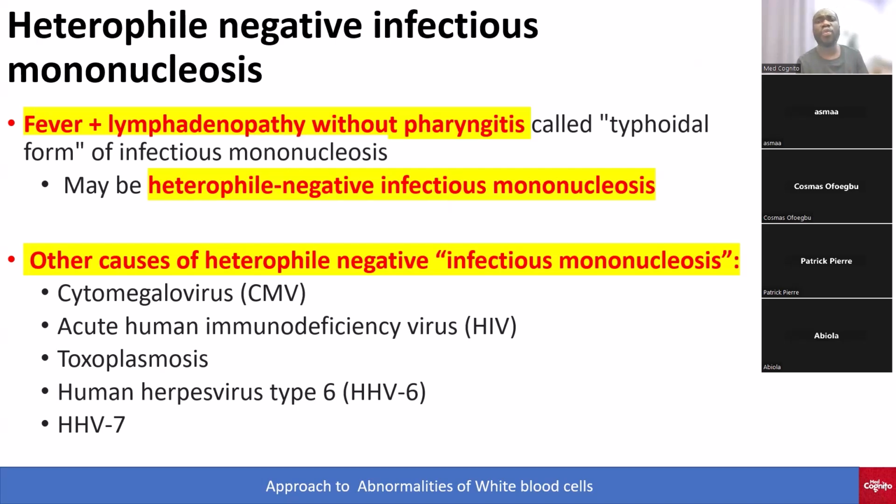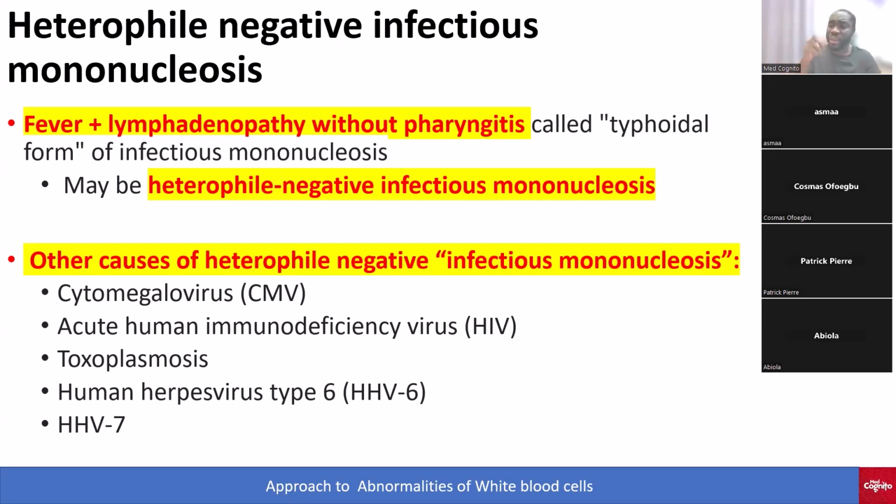Now, there are people who may present with features of infectious mononucleosis, but they will have a negative monospot test. So this draws your attention to the differential diagnosis of infectious mononucleosis. We call them heterophil negative infectious mononucleosis. And the causes of heterophil negative infectious mononucleosis, this one you must know by heart. I'll repeat it over and over again in the class.